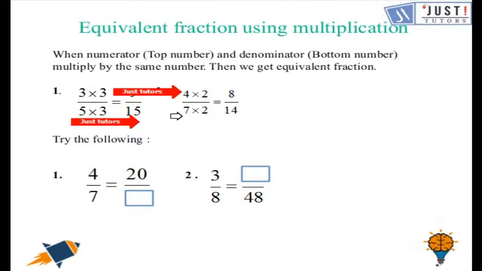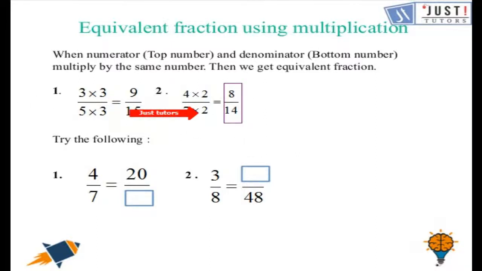In the same way, here we started with a fraction which was 4/7. We multiplied the numerator and the denominator, both of them, by 2, and the fraction which you got, 8/14, is equivalent to 4/7. Now let's pause the video and have a few questions for you. Take your time and give it a try.